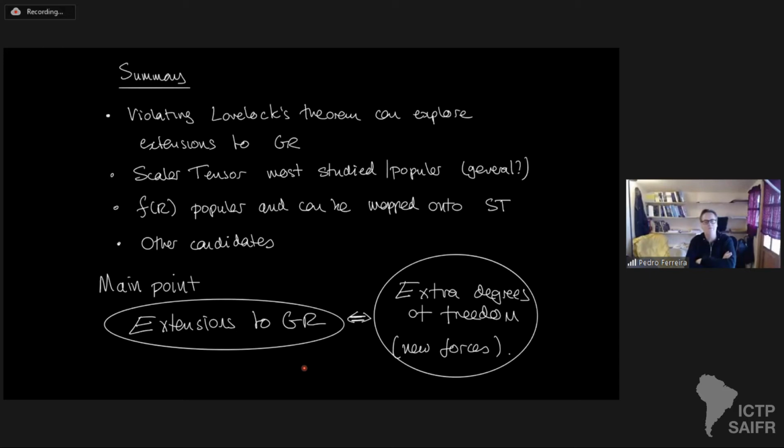One of the main points I want to make is that extensions to general relativity generally mean two things. They generally mean that there are extra degrees of freedom that you need to consider, first of all, either a scalar field or vector fields or whatever. And this is a key point in what I'm going to do next: it involves new forces, new fifth forces. And so these are the things to look for if you want to look for extensions of general relativity.